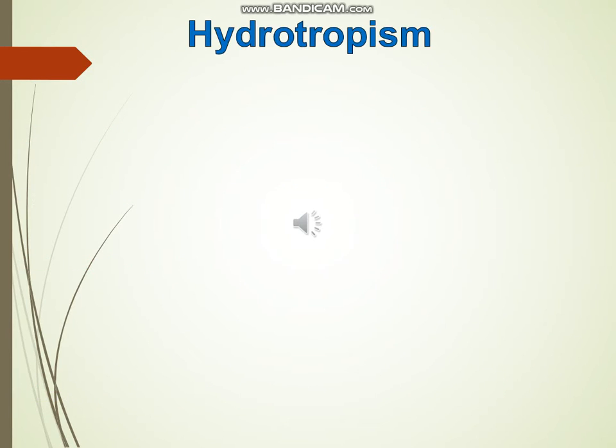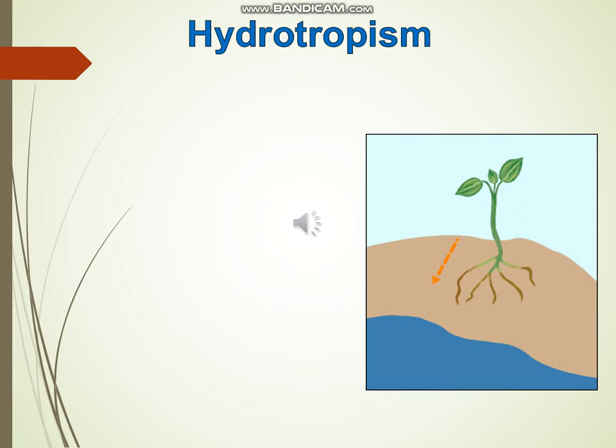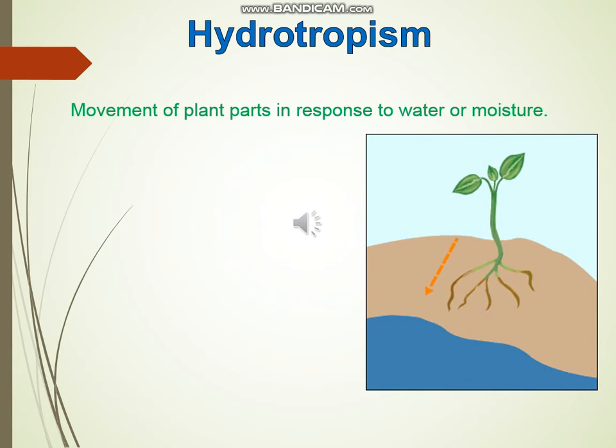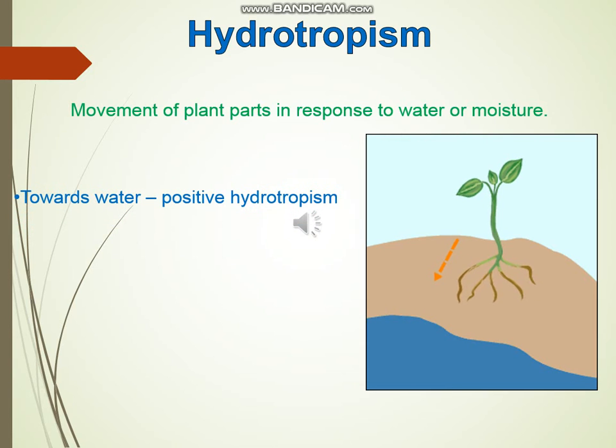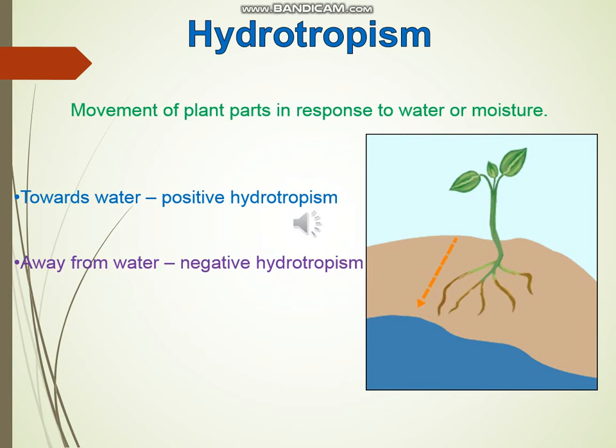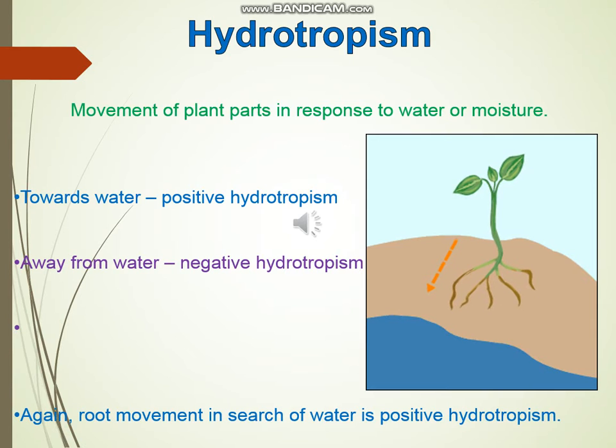Hydrotropism. Movement of plant parts in response to water or moisture. Towards water shows positive hydrotropism, away from water shows negative hydrotropism. Again, root movement in search of water is positive hydrotropism.